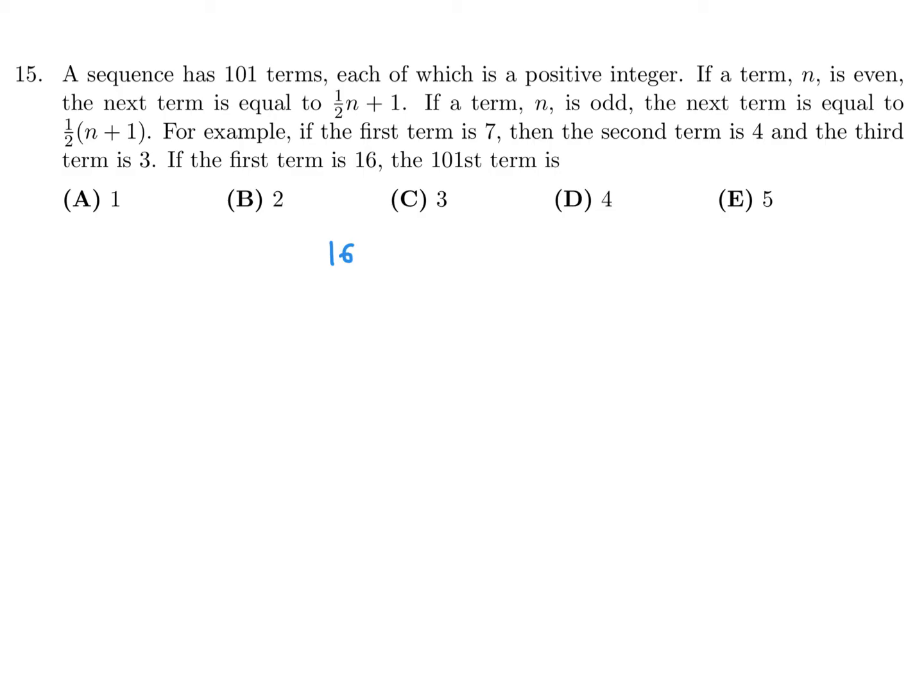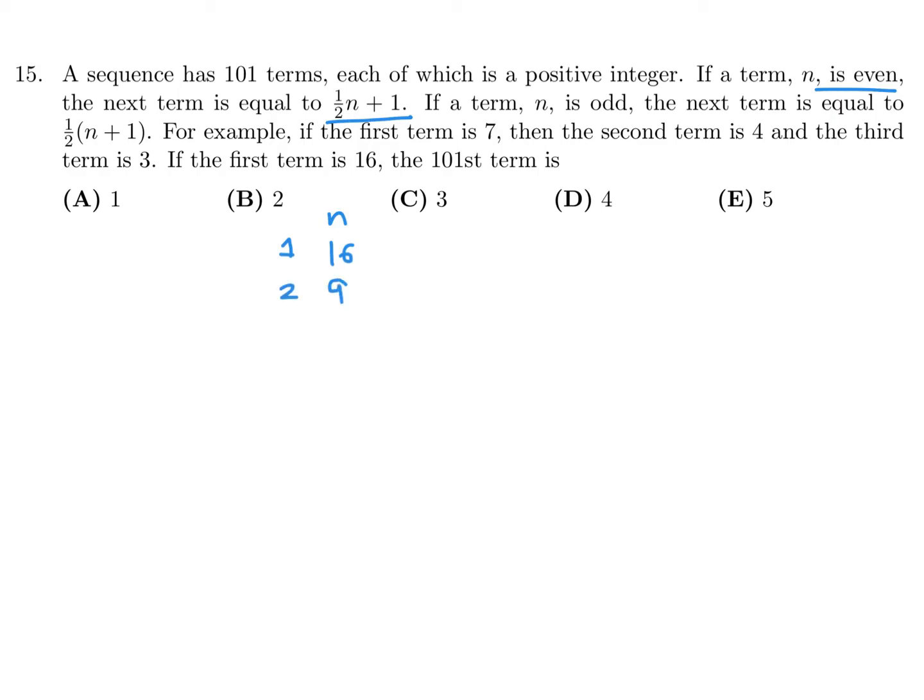So first term is 16. Okay, so let's follow these rules. 16 is even, so if it's even, it becomes n/2 plus 1. So if this is n, n/2 plus 1 would be 16 divided by 2, which is 8, plus 1, which is 9. So this was the first term. So the second term would be 9.